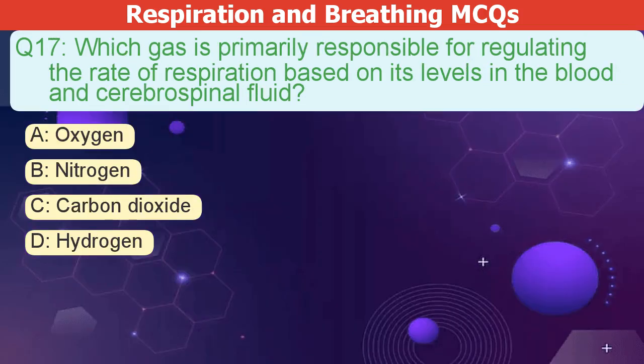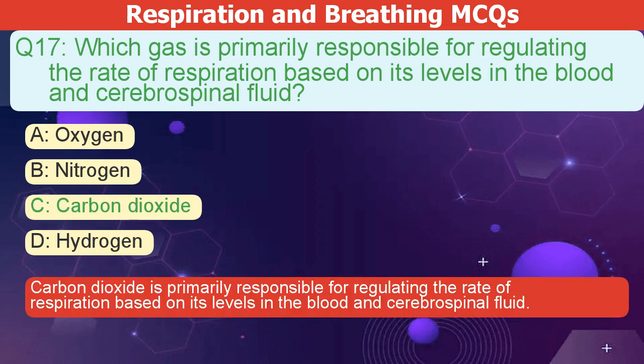Which gas primarily regulates respiration based on its blood and cerebrospinal fluid levels? A. Oxygen. B. Nitrogen. C. Carbon dioxide. D. Hydrogen. The correct answer is C. Carbon dioxide is primarily responsible for regulating the rate of respiration. It does this based on its levels in the blood and cerebrospinal fluid.